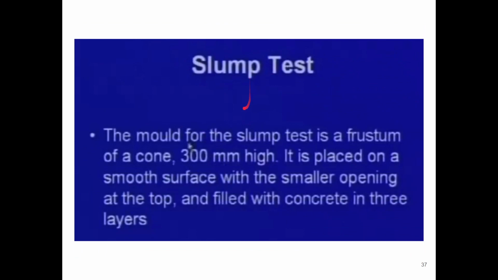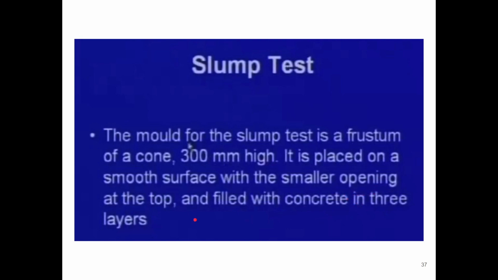The slump test uses a mold of the shape of a frustum of a cone, with a height of 300 mm. In a frustum of a cone there are two diameters, one at the top and one at the bottom. The bottom one has the larger diameter, which is 200 mm, and the upper one has the smaller opening, around 10 centimeter. So below is 200 mm, and above is 100 mm.